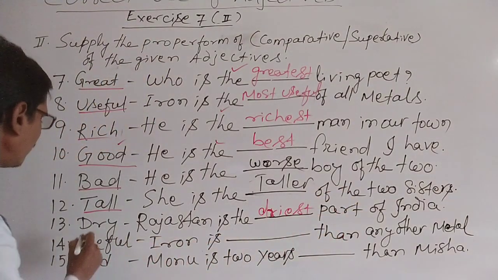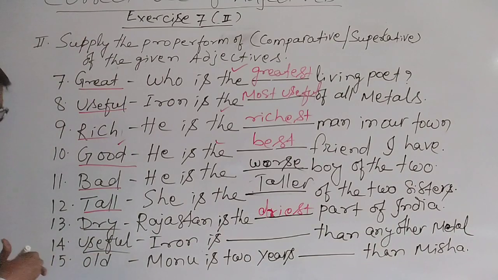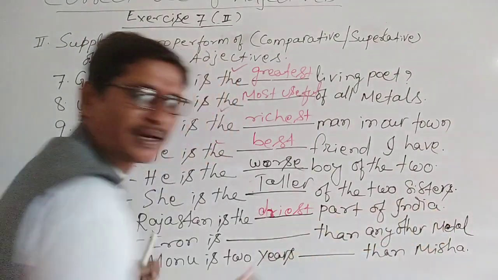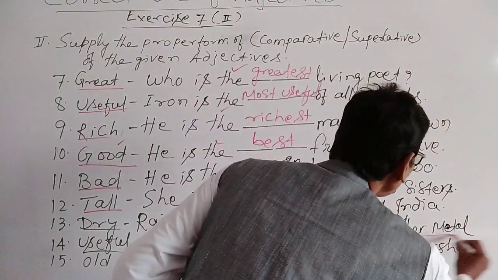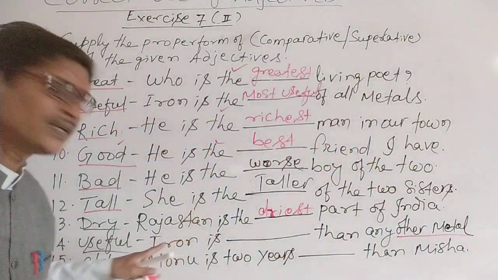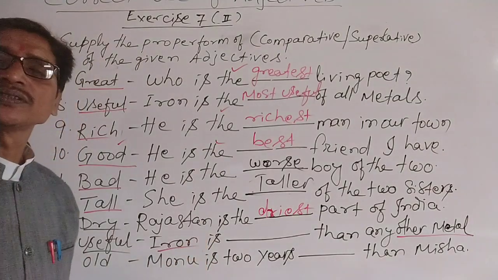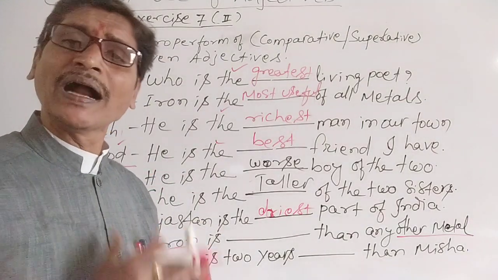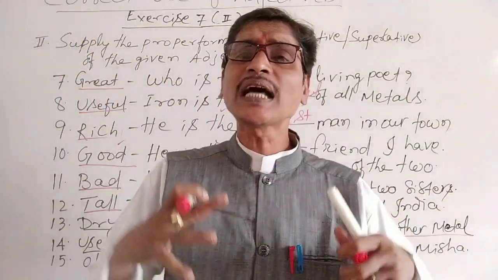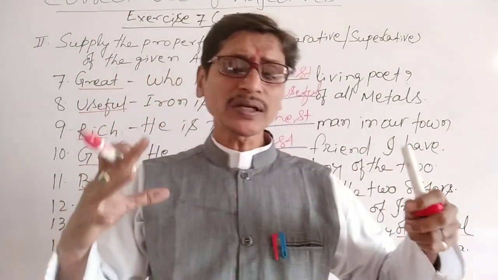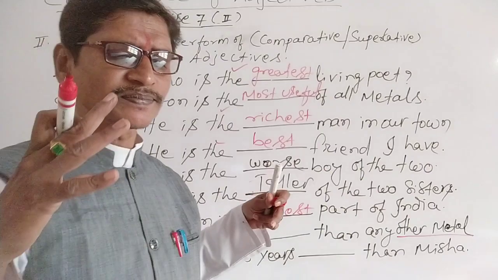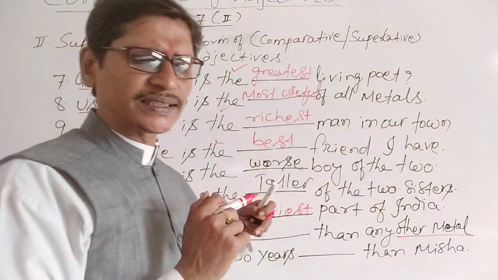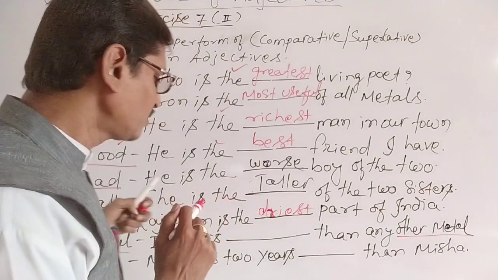Similarly, next is useful. Iron is less than any other metal. You see, we compare any other metal with iron. So what will we do? Will we use the comparative degree or the superlative degree here? Can you guess this? Okay.